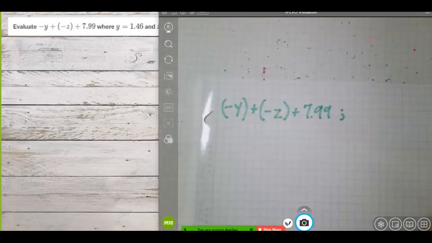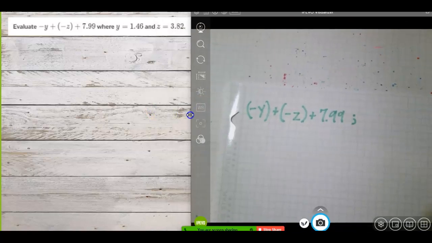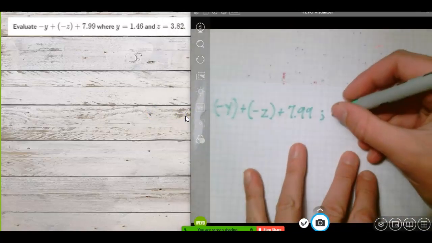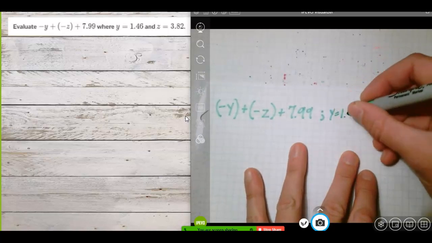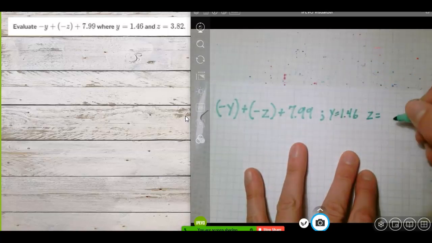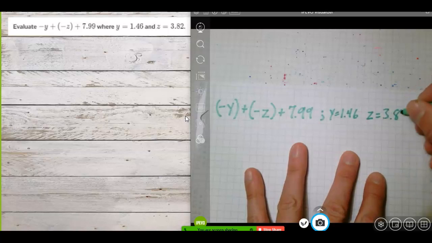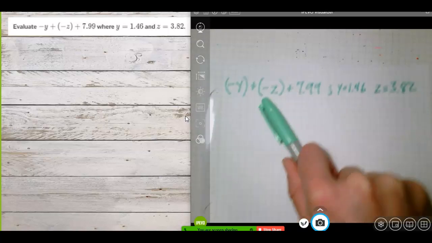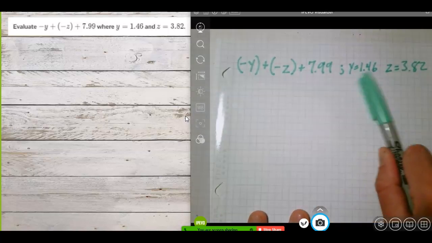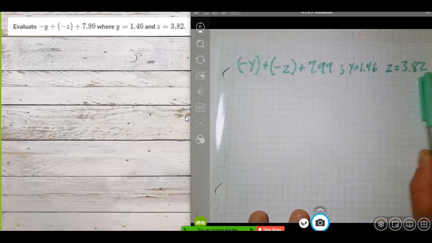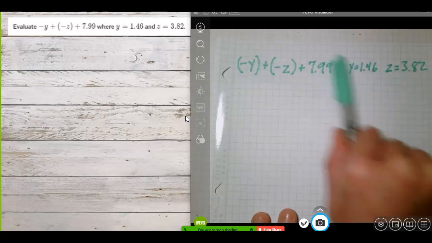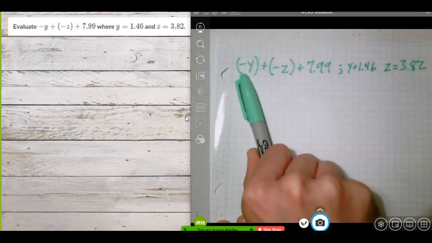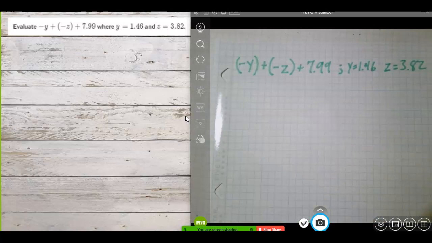Where y is 1.46 and z we can't see. Alright, so we carefully substitute both of these in. Now remember, the negatives that are in the problem to begin with are going to stay there. So even though y is positive to start and z is positive to start, when we substitute the values in, they're going to become negative because of the negatives that were in the problem.